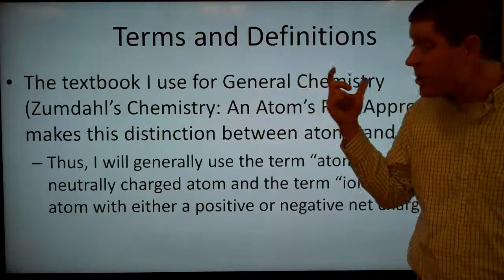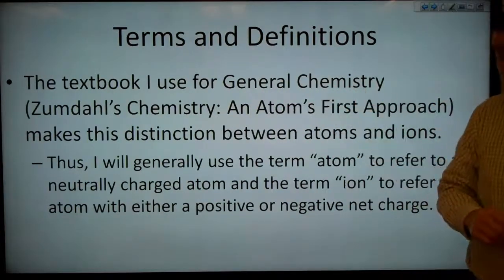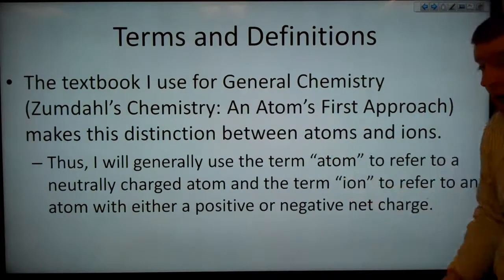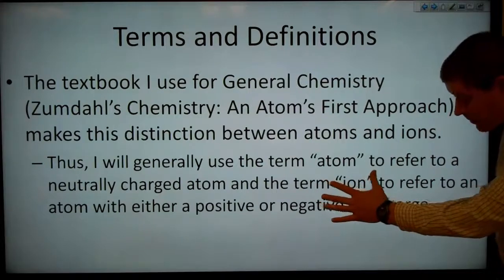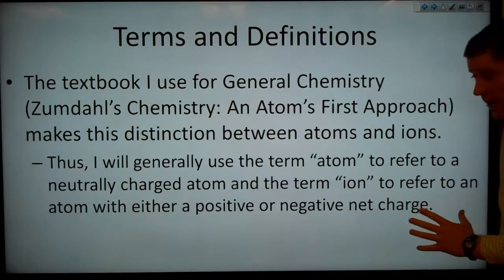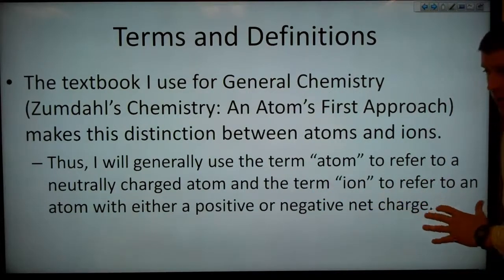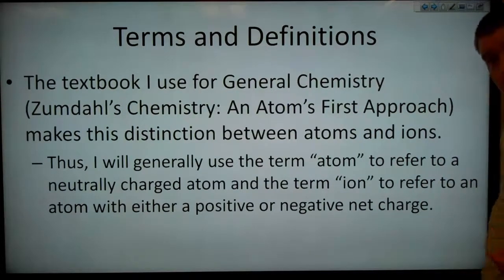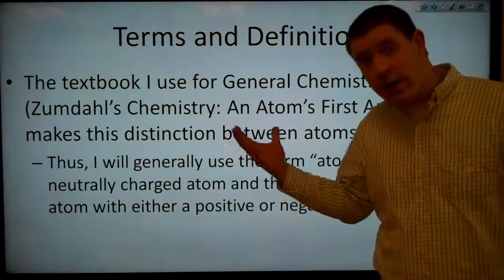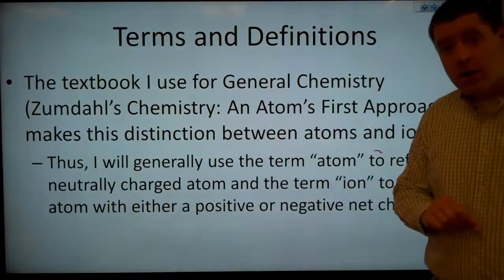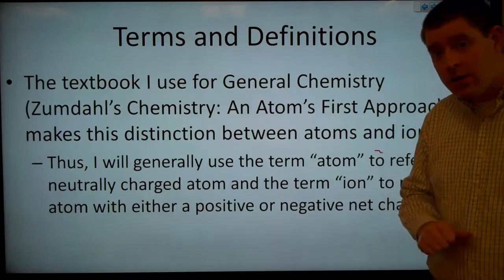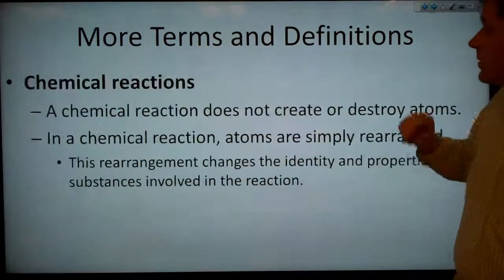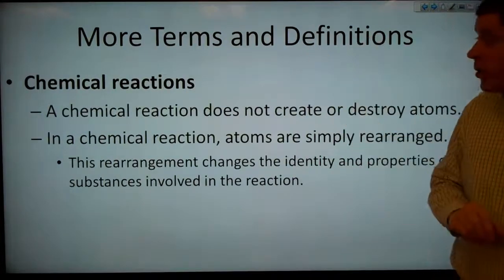The textbook that I use for general chemistry, which is Zumdahl's Chemistry: An Atoms First Approach, does make this distinction between atoms and ions, and so generally I'm going to try to use the term atom to refer only to a neutrally charged atom, and the term ion to refer to an atom with either a positive or negative net charge. So if you notice that my terminology is differing slightly from the textbook, this is likely why: I'm trying to keep the terminology the same as the general chemistry textbook that you would be using in the next course in sequence. So let's look at some more terms and definitions.